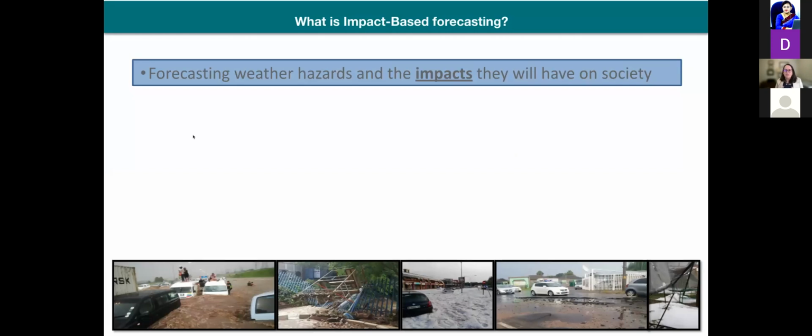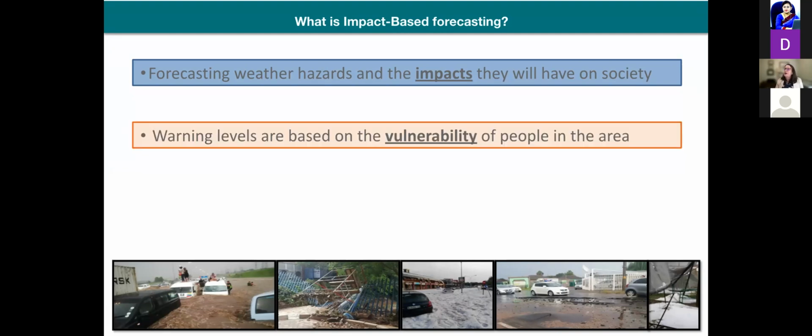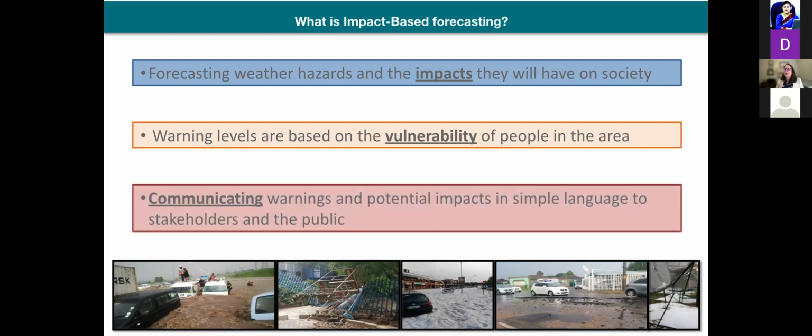So in terms of impact-based forecasting, this is a new communication method that different national meteorological and hydrologic services are employing to help communicate their forecast information to their stakeholders. It involves forecasting weather hazards and the impacts that they will have on society, as opposed to just forecasting the actual parameters related to that forecast. Warning levels are based on the vulnerability of the people in the area, and communicating warnings and potential impacts in simple language is the goal to the stakeholders and the public.